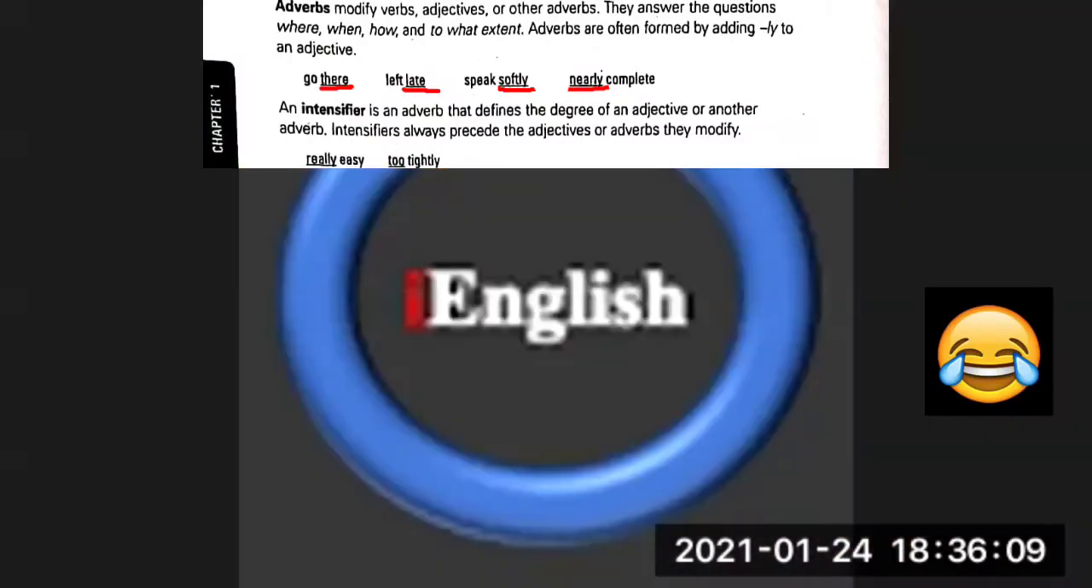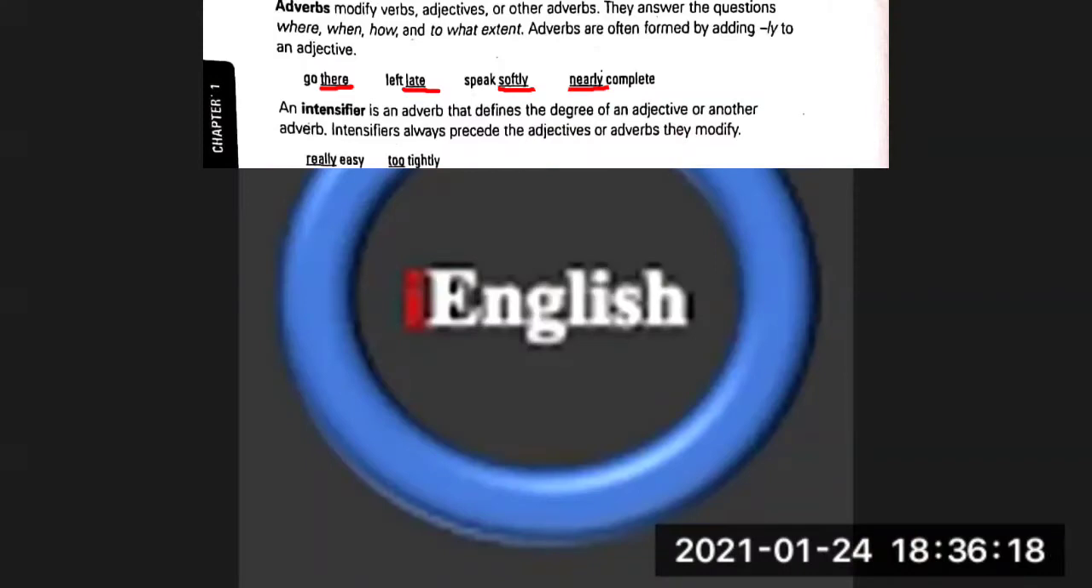Can I continue? Yes, please do. Alright, softly tells us how and nearly to what extent. Exactly.